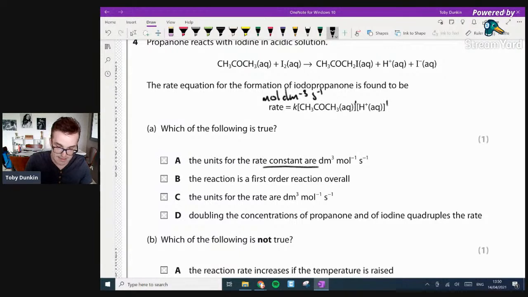What that means is if I reorganize this, I bring the moles, and that's 2 of them. The moles per dm cubed of one of them is going to cancel out, but the other one won't. So that's going to remain on the bottom, and then we've got to flip the sign. So it becomes moles to the minus 1, dm to the plus 3, s to the minus 1. That is correct. So I'm going to go for A on this one.